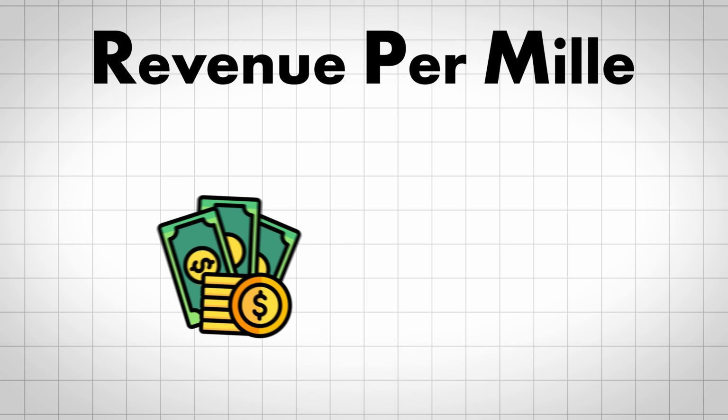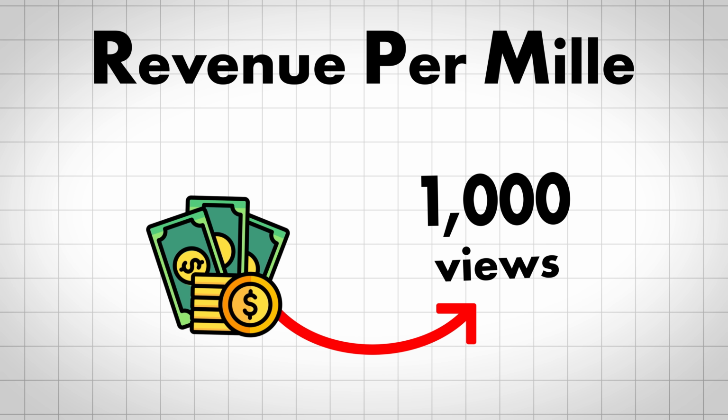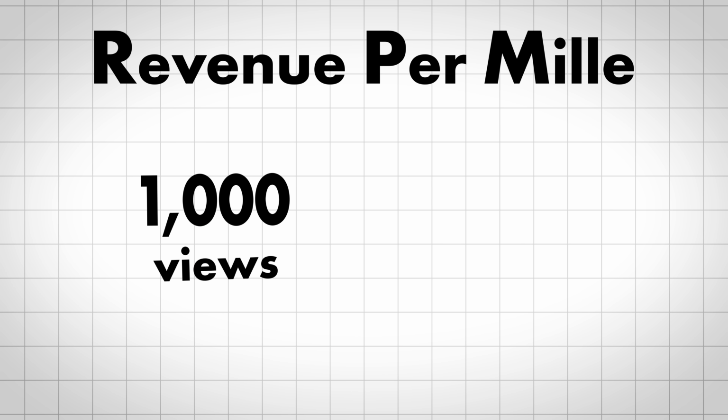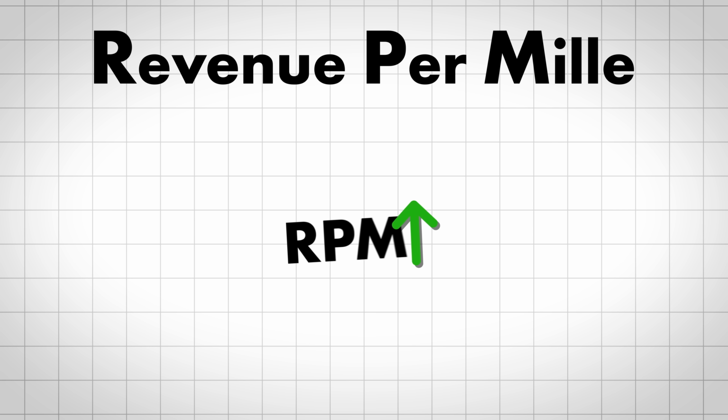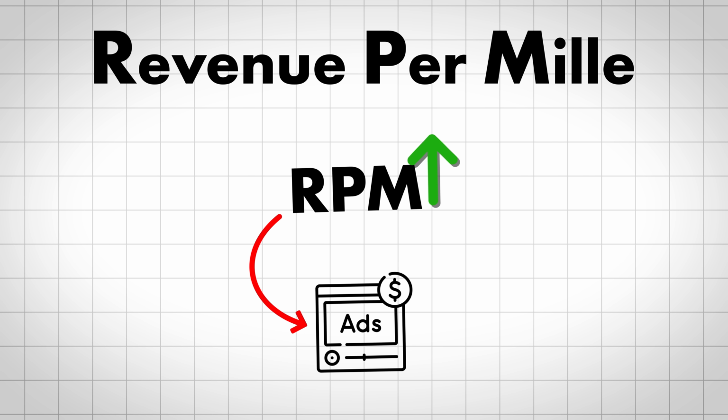Now, RPM is the amount of revenue you make per 1,000 views. So if you have 1,000 views and the RPM is 5, you get $5 per 1,000 views. But in order to increase the amount of money, we want to place ads in our video.